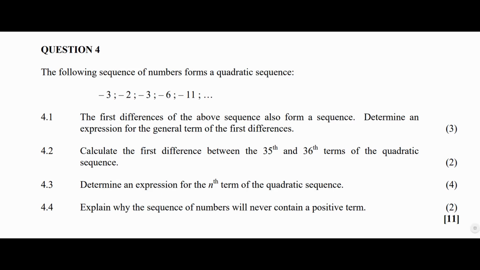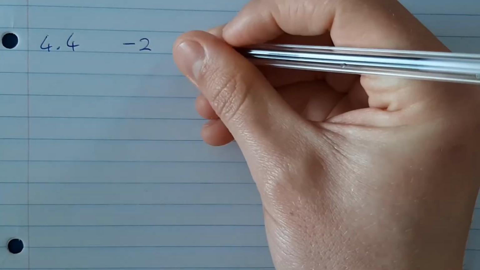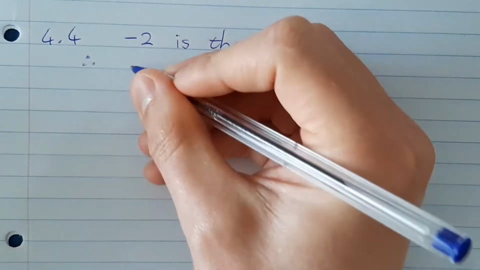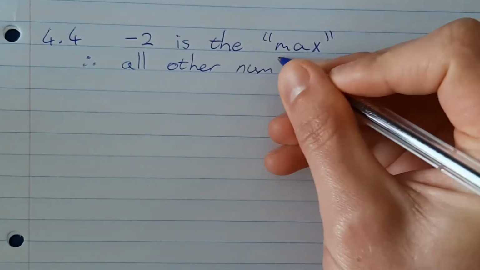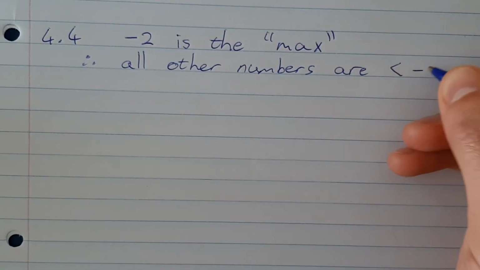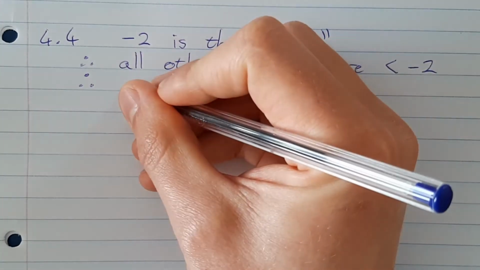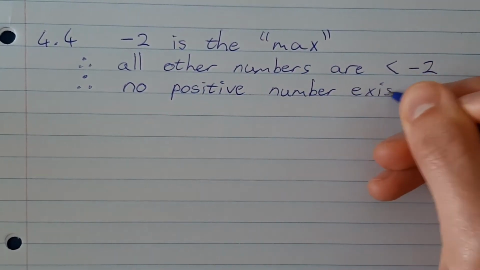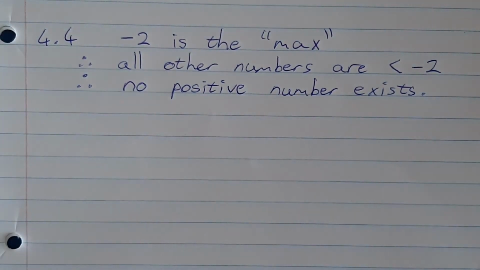Question 4.4 doesn't require us to calculate anything, but to explain something. We can see that the maximum term in the sequence has a negative value and that all the other numbers in the sequence are also negative. We write this out as plainly as possible. Just remember to write down the words "no positive number exists" for full marks.